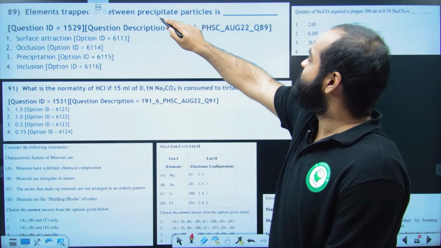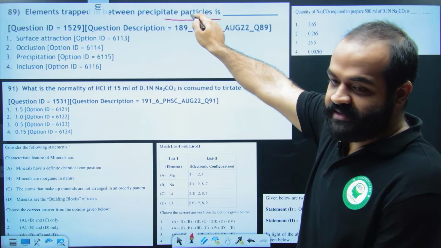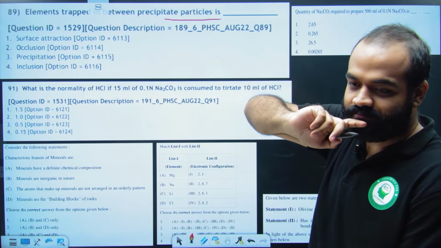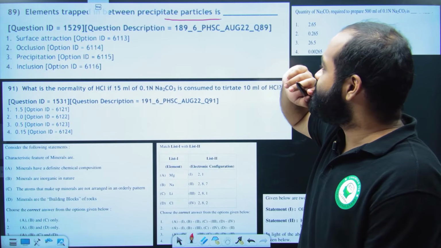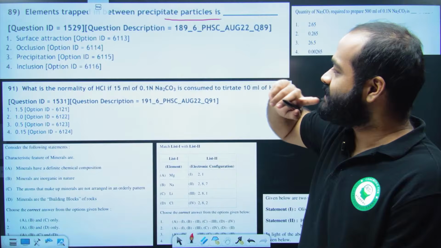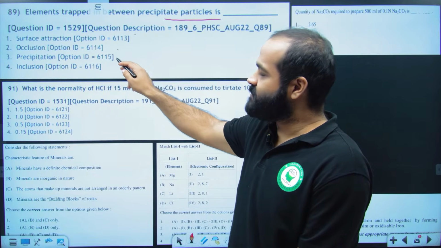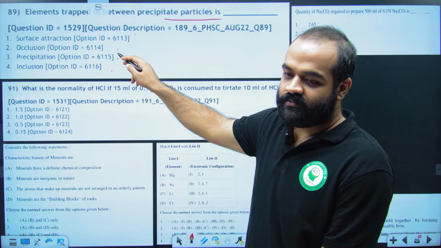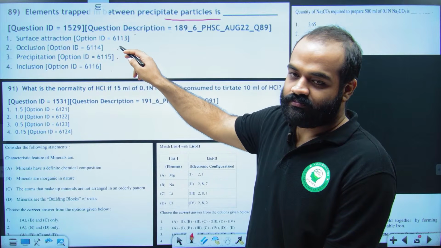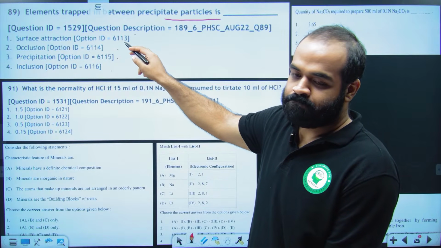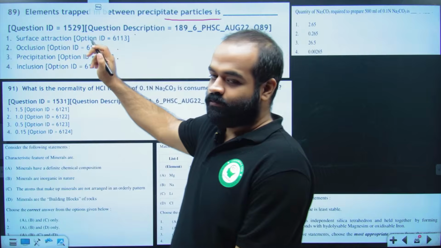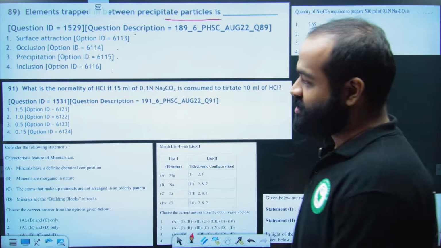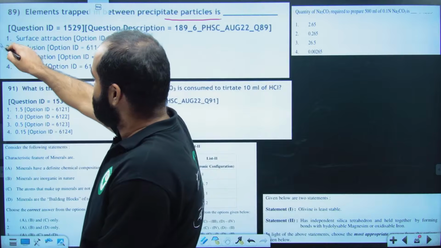Elements trapped in between precipitate particles is called: surface attraction, occlusion, precipitation, inclusion. Is anyone there? What will be the answer? Are you there, Aman? Occlusion. Yes, the answer will be occlusion.